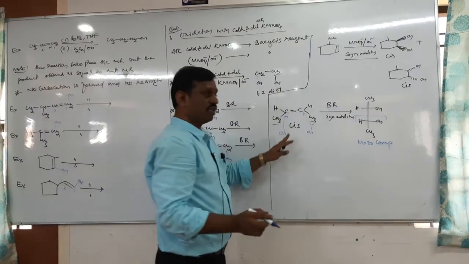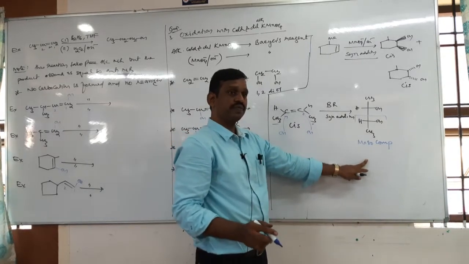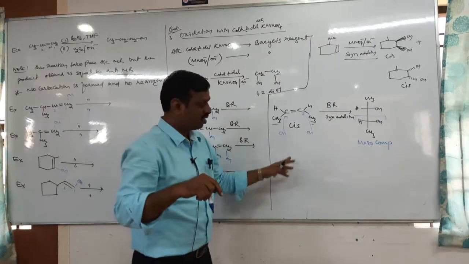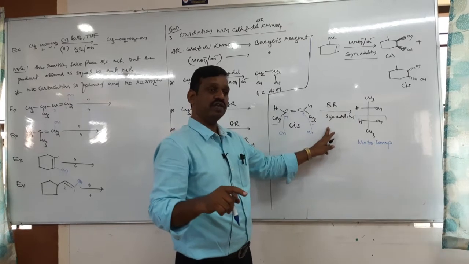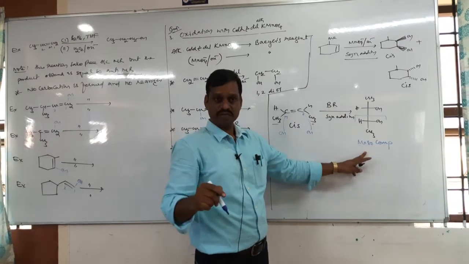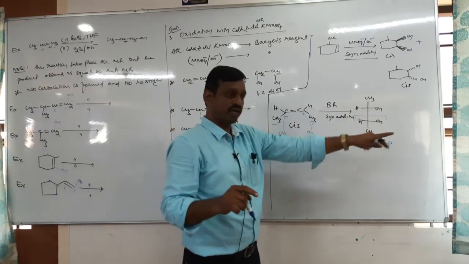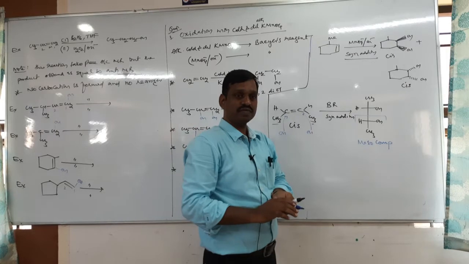It means cis alkene, syn addition, meso compound. But in case of bromine, we studied the opposite. Cis alkene, anti addition, very good, racemic mixture. Alkene cis, anti-addition, racemic mixture. Alkene is cis, syn addition, meso compound.